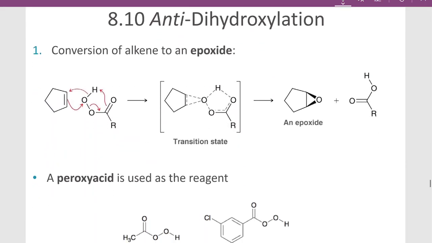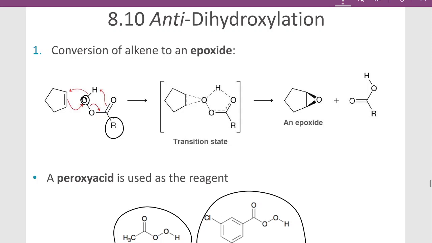So in the first step, again, we have a peroxy acid here. It's like a carboxylic acid, but we've got this extra oxygen, and that's why it's called a peroxy acid. And so we can have different R groups here. We're going to look at a couple of different ones. We have peroxyacetic acid here, metachloroperoxybenzoic acid here, MCPBA. These are going to be the most common ones that we're going to see.